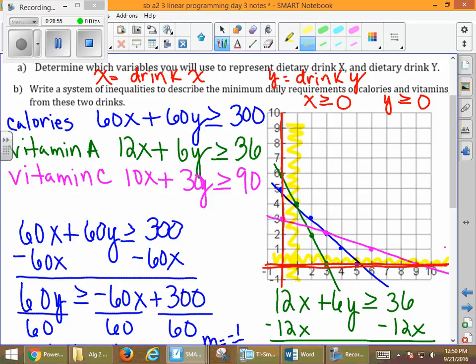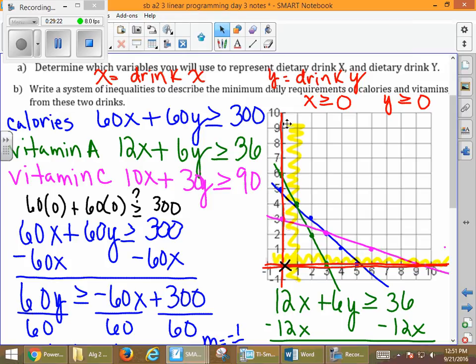If we look at our blue line, again, we're picking a value like 0, 0 that's not on the line. Is 60 times 0 plus 60 times 0 greater than or equal to 300? In other words, is 0 greater than or equal to 300? And the answer is no. 0 is not greater than or equal to 300. So where we shade is going to be where that x isn't, which is kind of above that blue line.